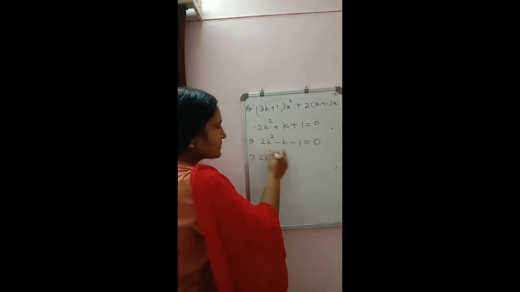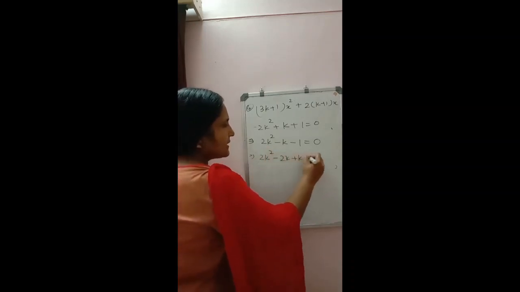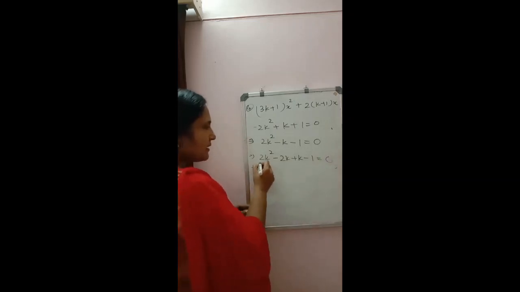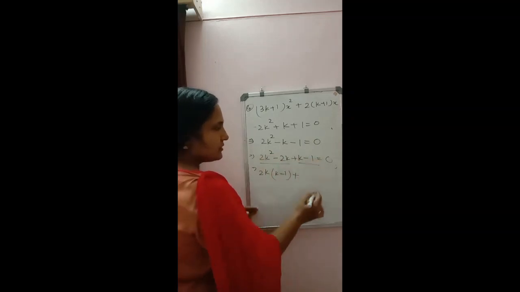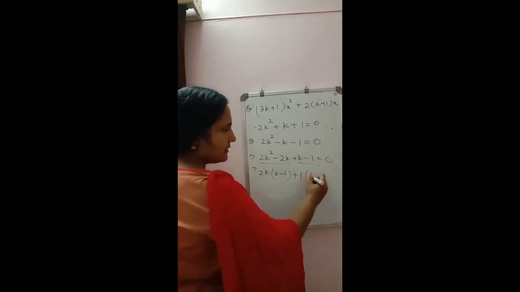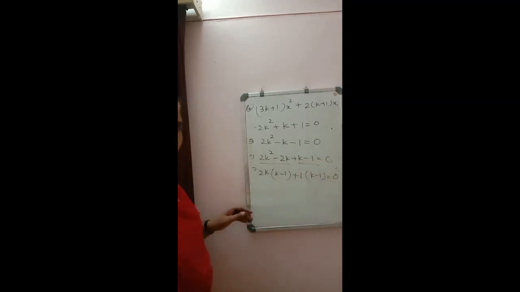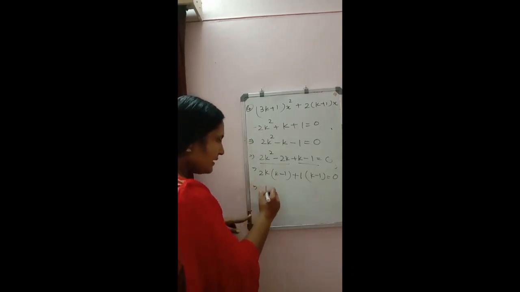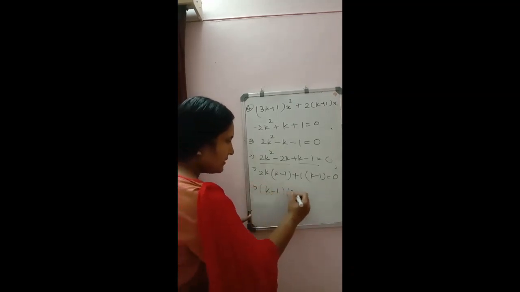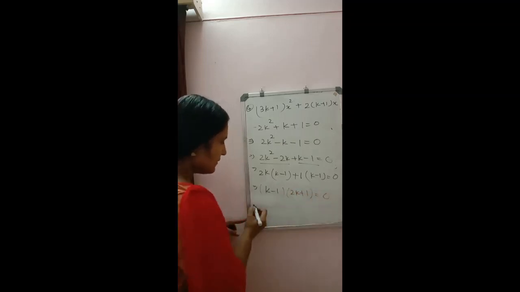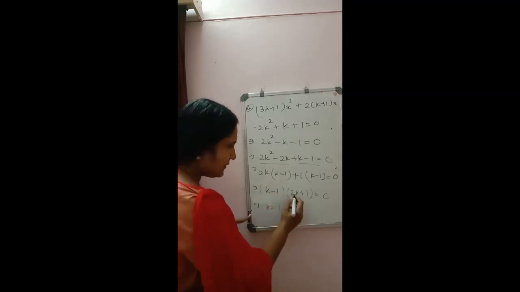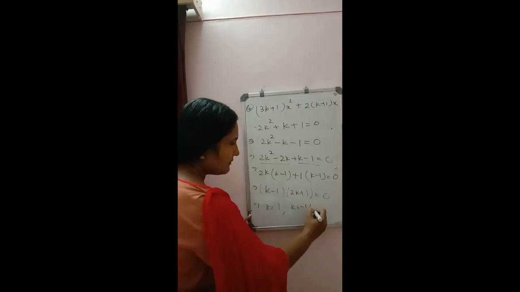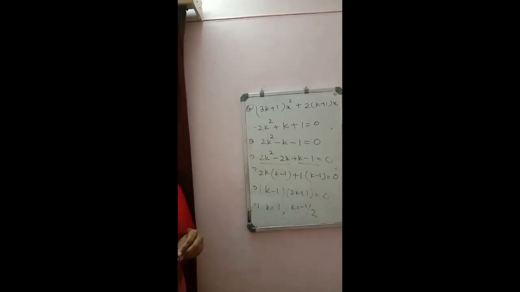So it will come 2k square minus 2k plus k minus 1 is equal to 0. Common factor in these first two terms is 2k. Inside the bracket it will come k minus 1. Plus in these two terms, if nothing is common, the factor is 1. Then inside the bracket we will have k minus 1 is equal to 0. K minus 1 is a common factor into 2k plus 1 is equal to 0. So we will have two values of k. First is k is equal to 1. Second, 2k plus 1 is equal to 0. Then we will get k is equal to -1 by 2.